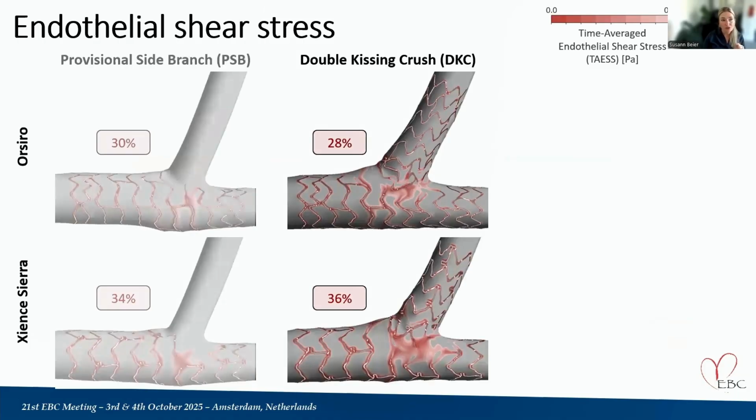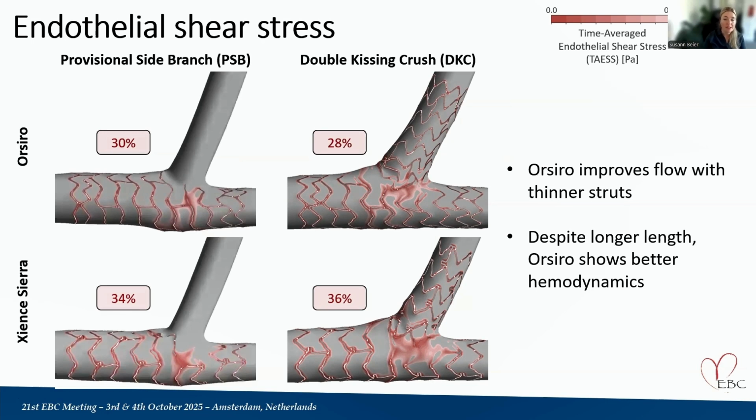This continued with the technique, where the double kissing crush had even larger unfavorable areas for the Science-Sierra, meaning that Ozyro, with its thinner struts, is more favorable in generating favorable hemodynamic flow profiles despite its longer length, which I mentioned earlier in the introduction when I introduced both stent profiles. And so it generates better hemodynamics and less adverse effects on the endothelium.